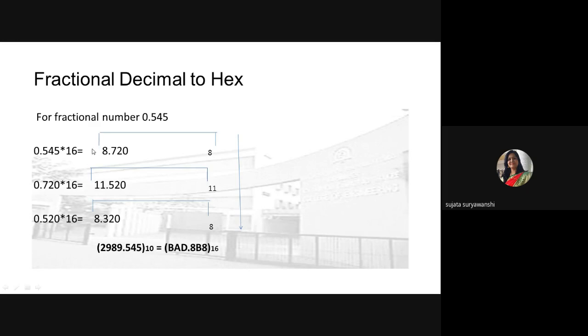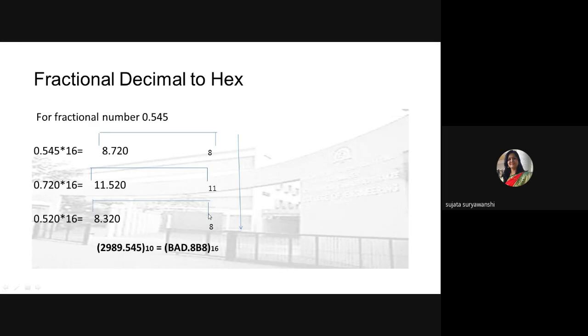If you consider the complete whole number plus the fractional number, then you'll get an answer that is greater than the base. As one student asked previously, if you get a carry greater than 2 or greater than 8, do you consider the whole number for the multiplication? No, you don't consider the whole number for multiplication. Consider only the fractional part and multiply by the given base. So here, multiply by 16.